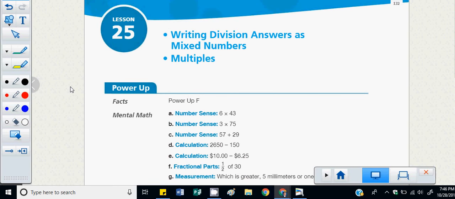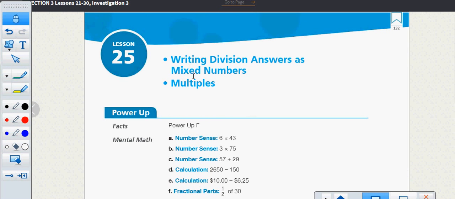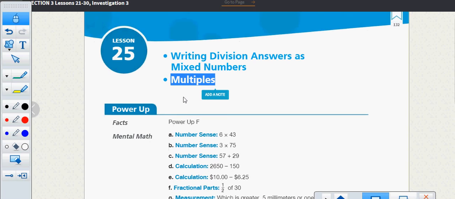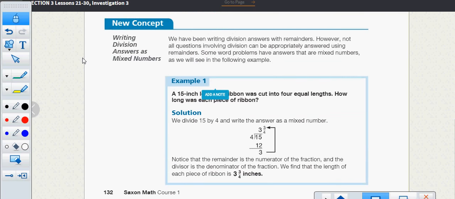Course 1 Math Lesson 25 of Saxon says we're going to finally write our division answers as mixed numbers instead of remainders. More like our calculators maybe do, getting closer to that decimal point style. But a mixed number means we're going to do the remainder as a fraction. Okay, no longer 3 R3 or anything like that.